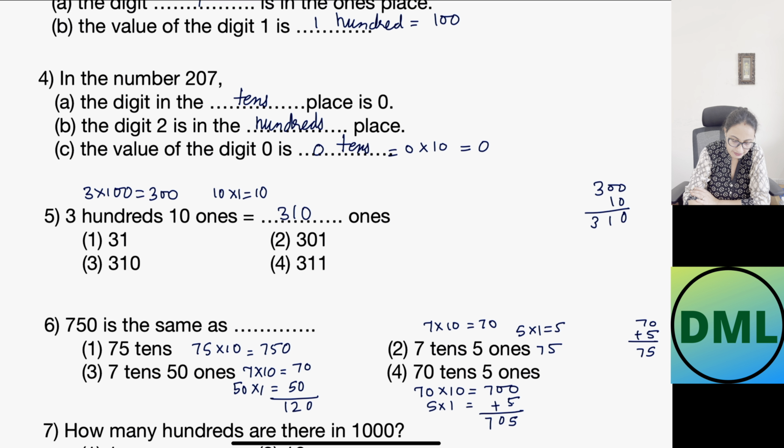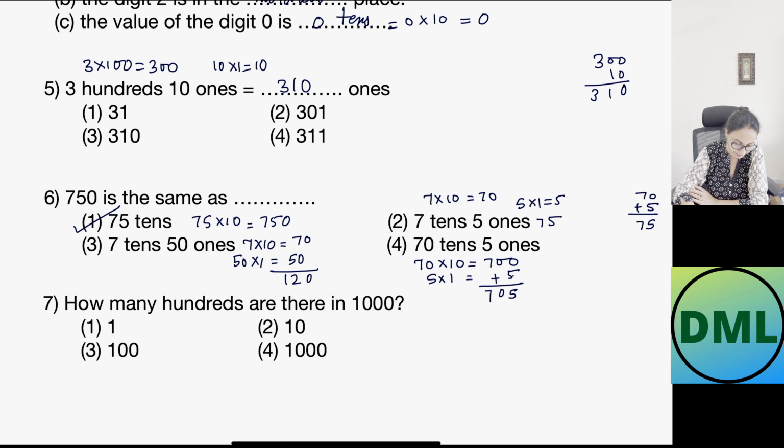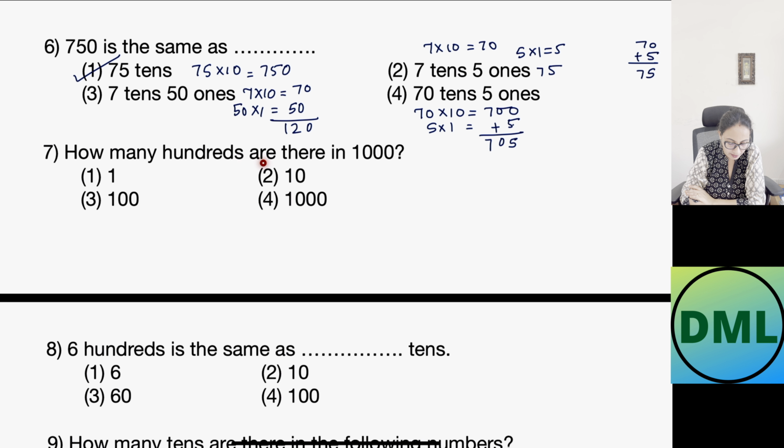Which is my right option? I have to make the number 750. I received 750, 120, 75 and 705. Which is the correct option? First option, right? 75 tens is the right option. Let's take this answer here. That is my answer.